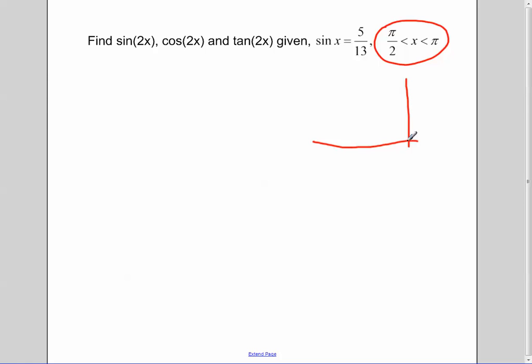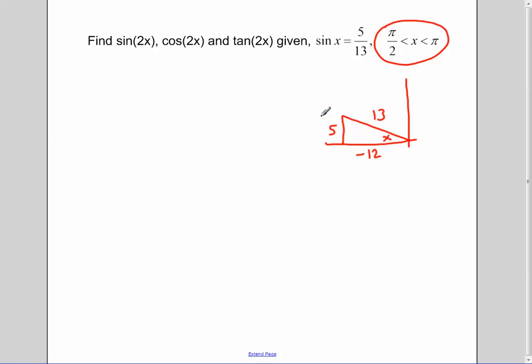Oh, that's a pretty bad line there. Let me redo that. So I'm going to draw myself a triangle in the second quadrant. All right, so here we go. Draw a triangle there. This is going to be x. Now, we know that sine is opposite over hypotenuse, so this will be 5, which makes this 13. That is a Pythagorean triple, so this is 12. And it's going to be negative because I'm in the second quadrant.